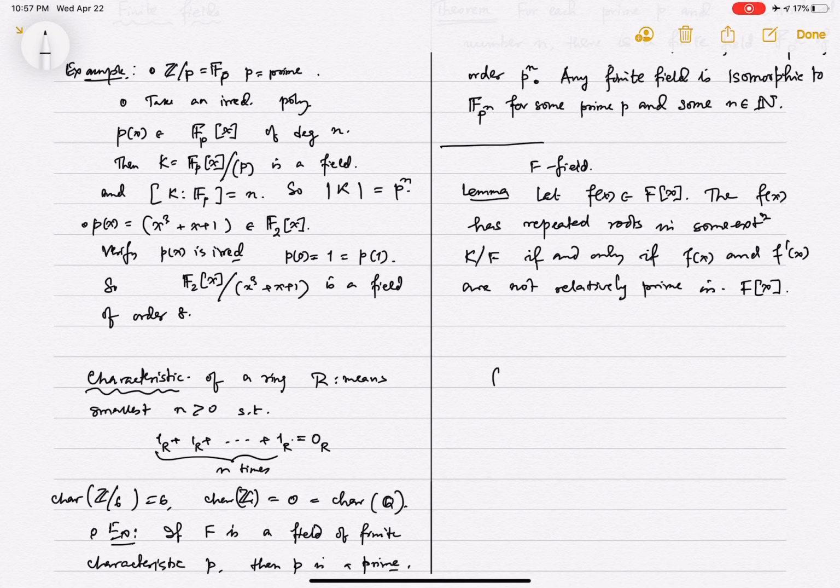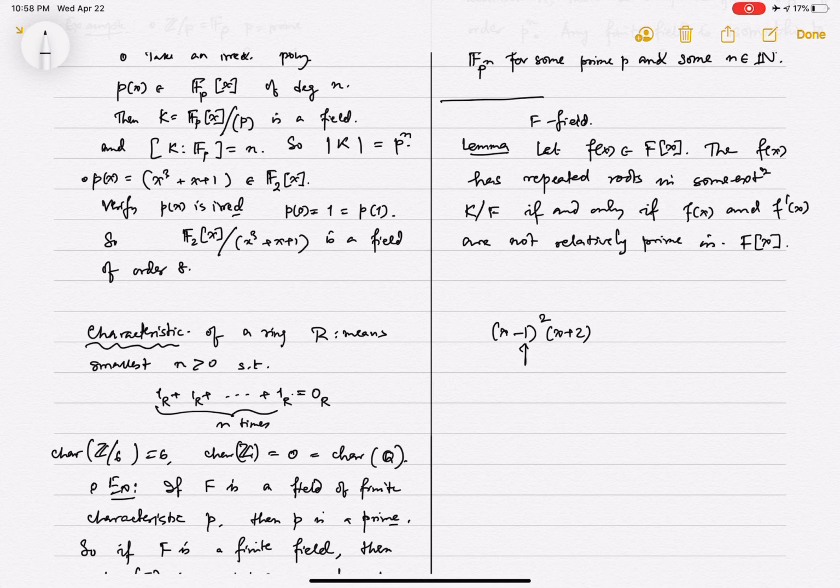What is a repeated root? I mean, (x minus 1) squared times (x plus 2) has a repeated root. 1 is a root that repeats twice. When a power of a linear factor shows up, then we say that that root is repeated that many times. Whereas (x minus 1)(x minus 2)(x minus 3) has all distinct roots. There is no repeated root. So 2, we say that 2 is the multiplicity of the root 1. If you call this polynomial f(x), then 1 is a repeated root.